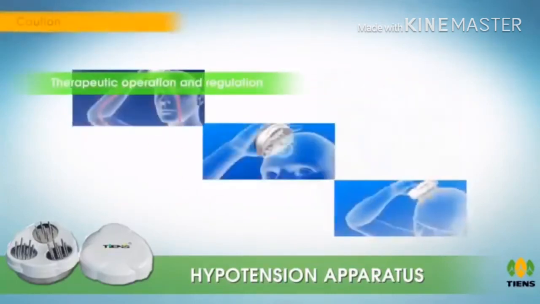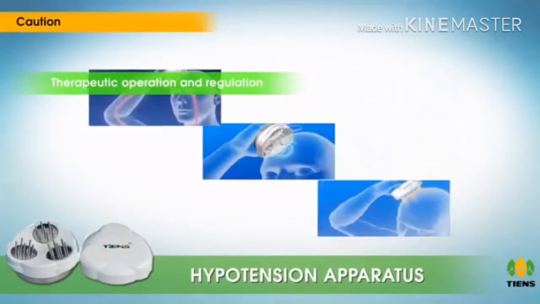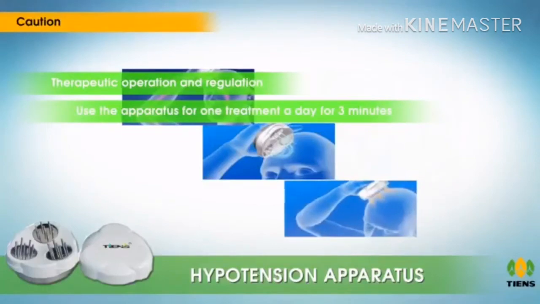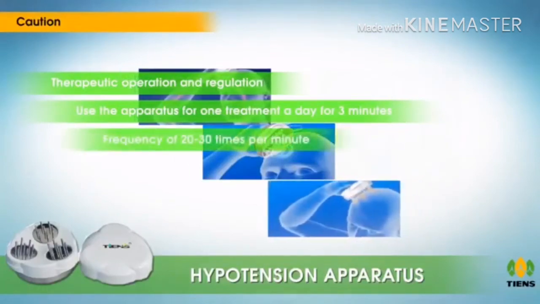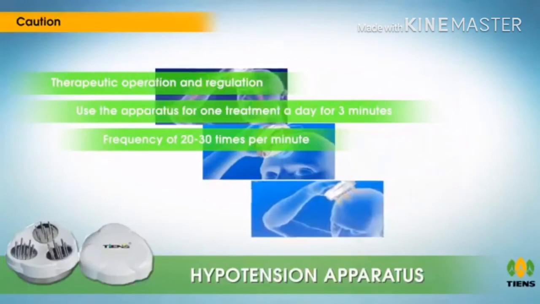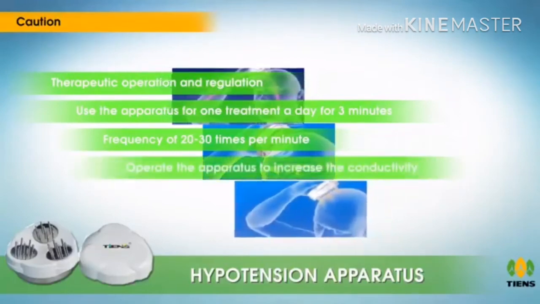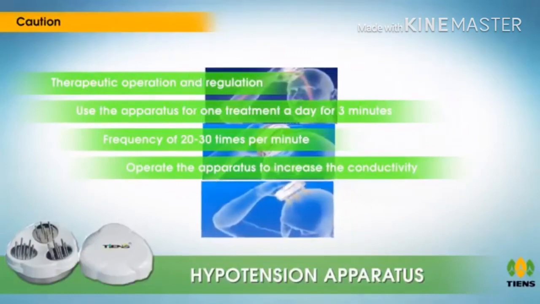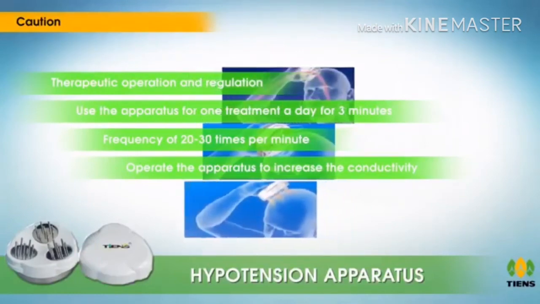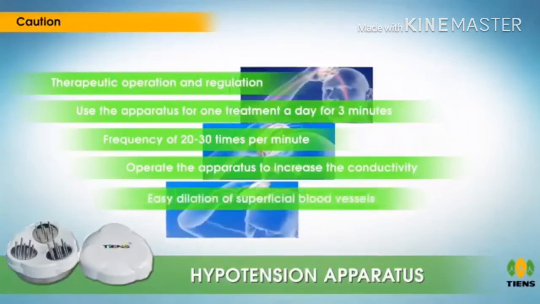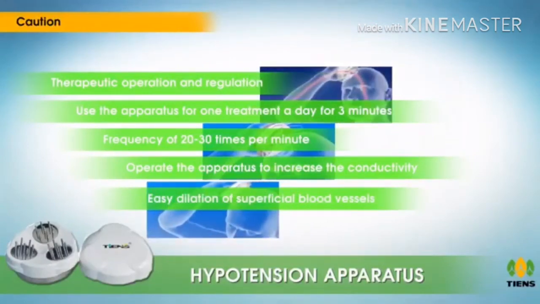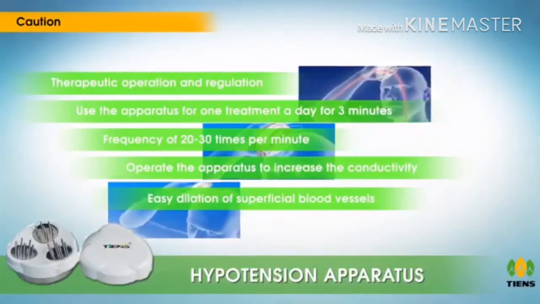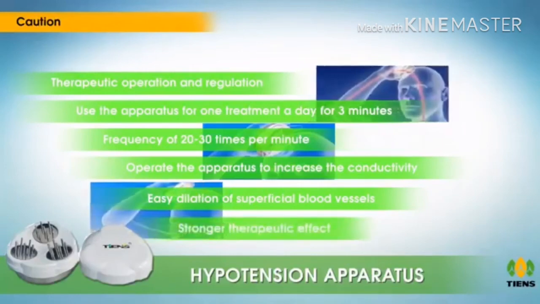Caution. The patient should remain calm during the therapeutic operation and regulation. Use the apparatus for one treatment a day for 3 minutes at the frequency of 20 to 30 times per minute. For some patients, the effect is too slow. He may wash his hands first and then operate the apparatus to increase the conductivity. In a warmer environment, easy dilation of superficial blood vessels and opening of sweat glands is good for the smooth circulation of the closed circuit for a stronger therapeutic effect.